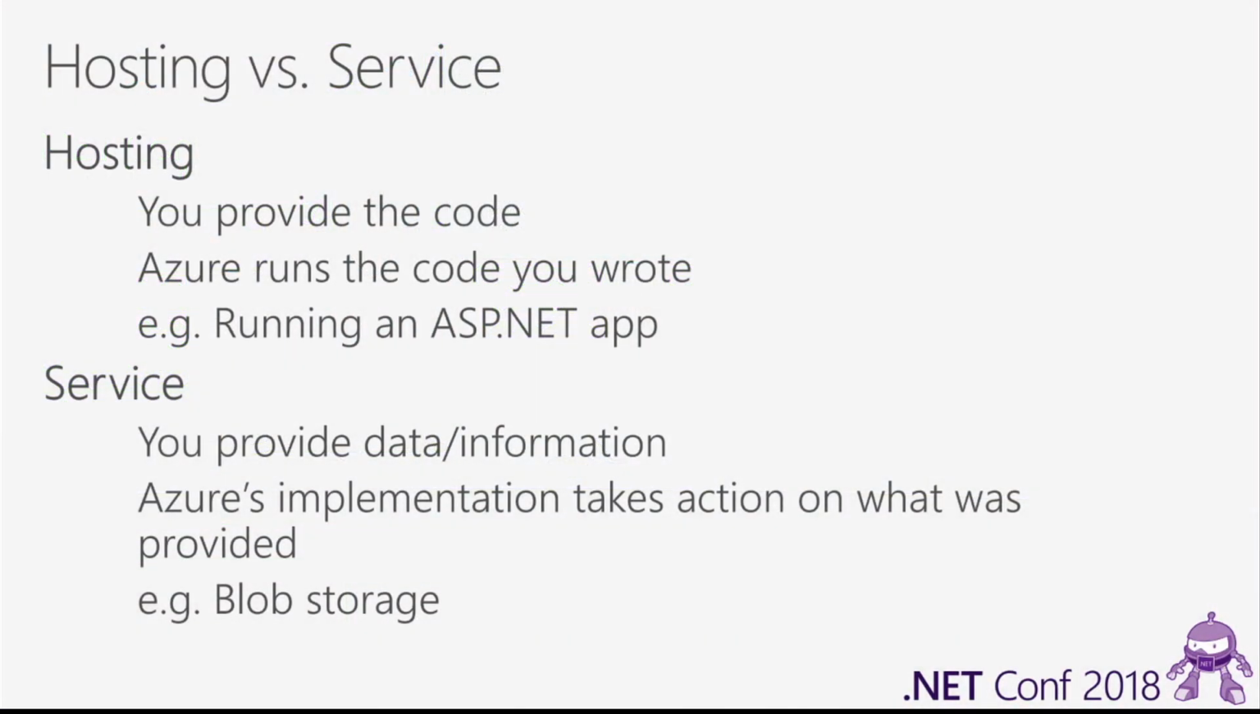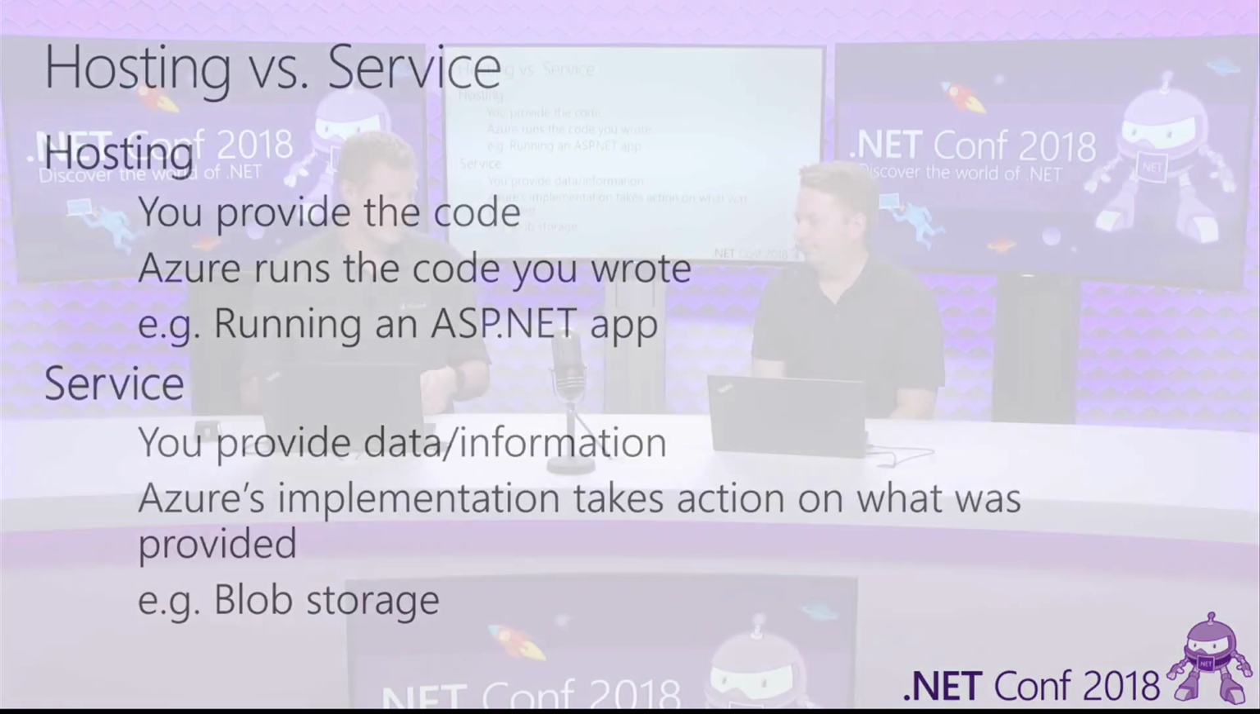And a great example of this for our purposes is blob storage, right? I basically give it streams of data. It stores it for me. I can ask it to do things. I can say list stuff for me, delete, write, update. But at the end of the day, Azure has an implementation that's actually dealing with how that gets copied into a persistent storage mechanism for me, and I just have an API service.